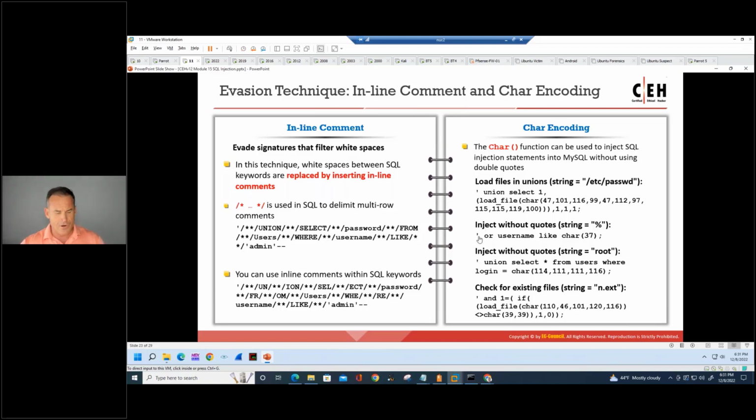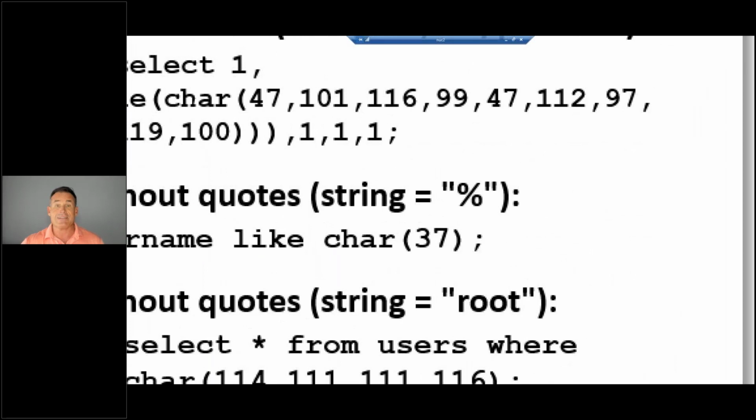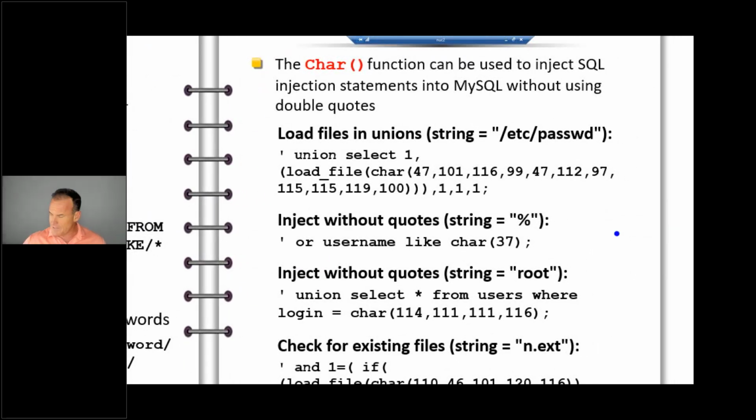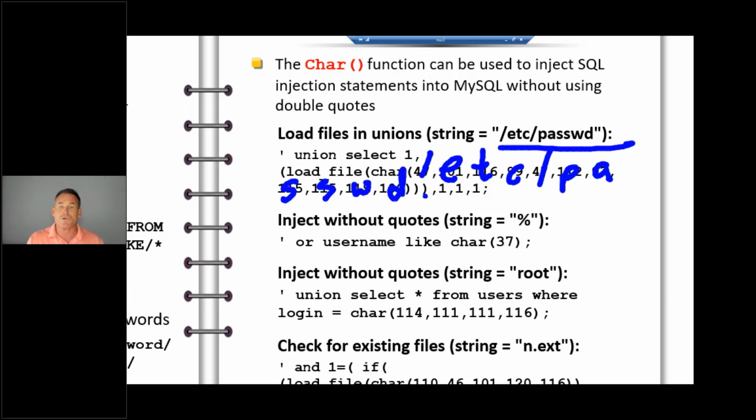It's almost like the insertion attack we talked about in module 12. And then character encoding uses the decimal ASCII codes instead of the actual ASCII characters. So for example, 47 is a slash, 101 is an E, 116 is a T, 99 is a C, 47 is a slash, 112 is a P, 97 is an A, 115 is an S, S, W, and D. Look at that, that's the password encoded in decimal encoding.